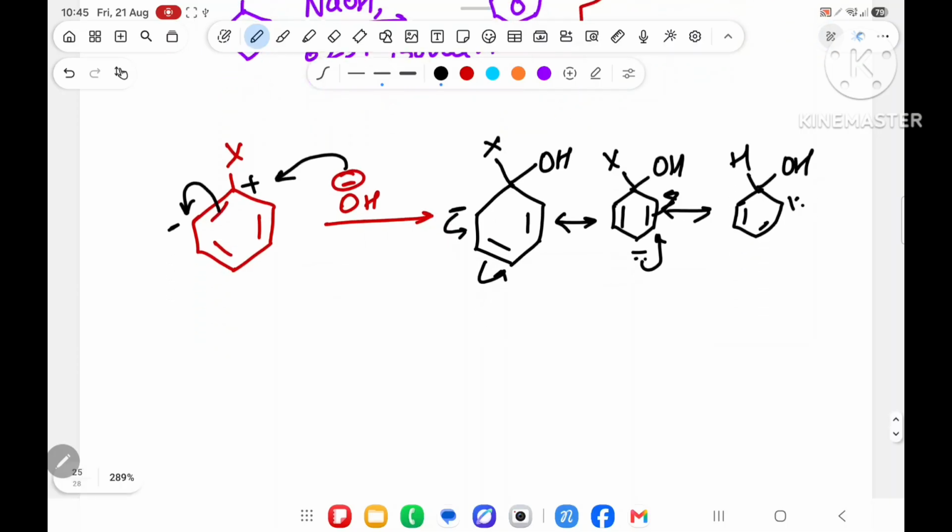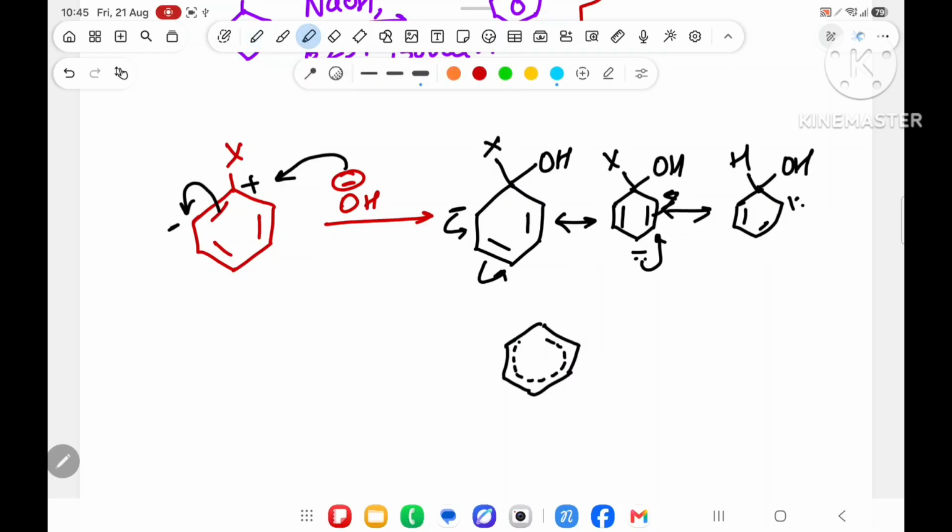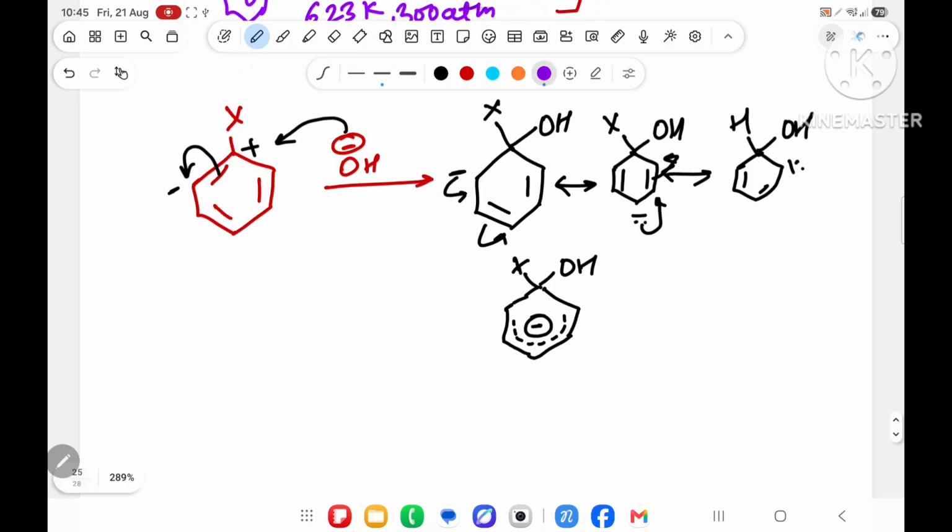If you draw the resonance hybrid structure, what will you get? Double bond coming here, up to this the double bond is coming. Over here X, over here OH. And the minus sign is rotating in every place. Whenever the plus sign is rotating, that is known as electrophilic aromatic substitution, that is known as carbocation. Here it is known as carbanion, carbanion ion.